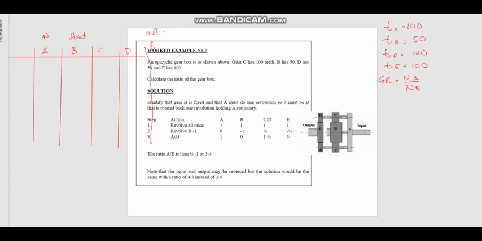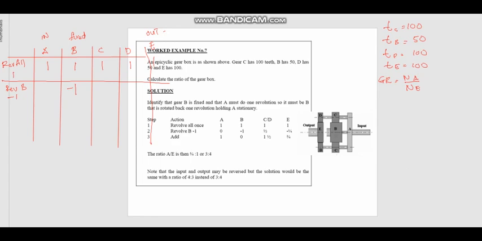What we want to do is this. First, as before, revolve all once. So all revolve once. Second, we find the fixed gear, which is B. So revolve B minus 1. So B is minus 1.